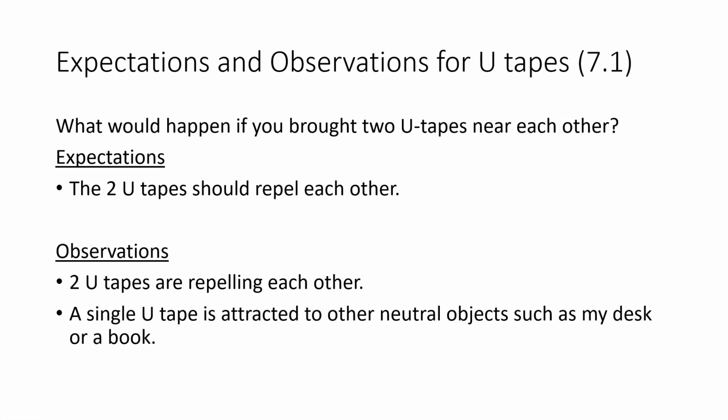Now, the initial expectation we have for bringing two U tapes near each other is that they should repel each other. And the observation in the lab was that they do in fact repel each other. Also, a single U-tape is attracted to other neutral objects such as my desk or a book.